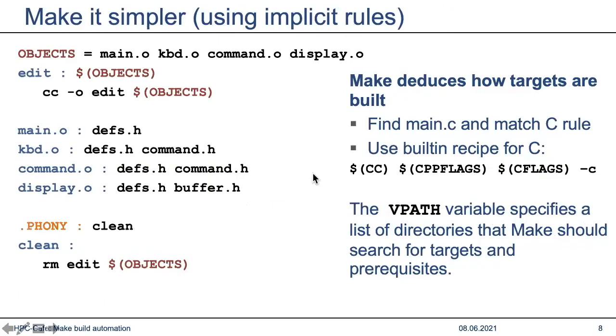So now the first real trick to make it a lot simpler is by using so-called implicit rules. Make is very clever in deducing how targets are built, and it has a lot of built-in rules. For example, it knows very well how to get a main.o, an object file, from a source file. And you do this by omitting the recipe and just specifying the dependency without the main.c dependency. So make will now search for a source file that it can match against a known rule, in this case, a rule how to build an object file from a C source file.